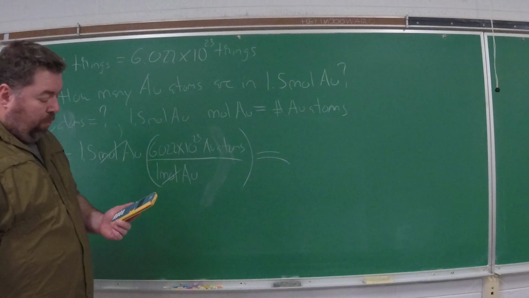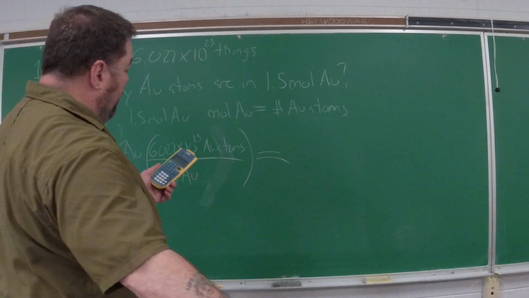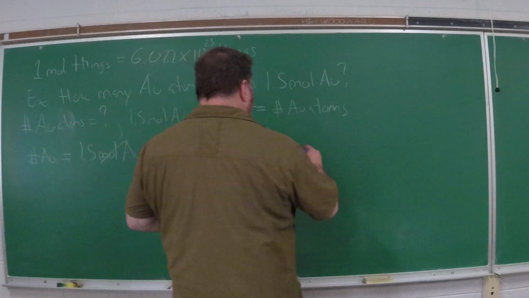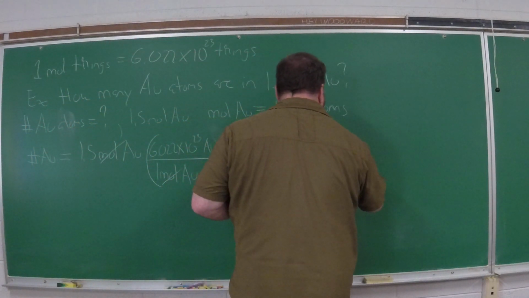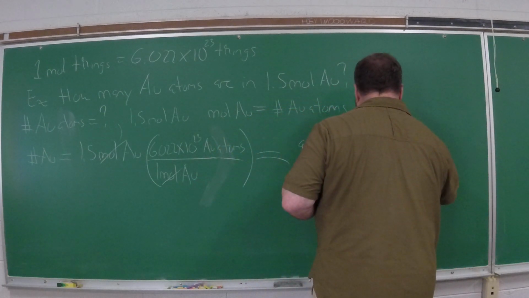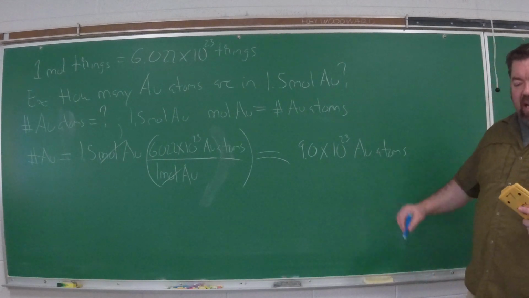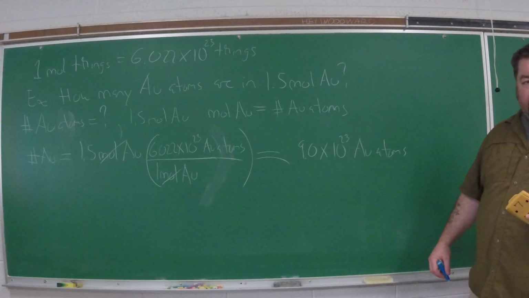And I'm getting 9.033 times 10 to the 23, right? Well, we only have 2 sig figs, so I'm getting 9.0 times 10 to the 23 gold atoms, right? Now, hopefully it's not completely foreign. We did that before we left.